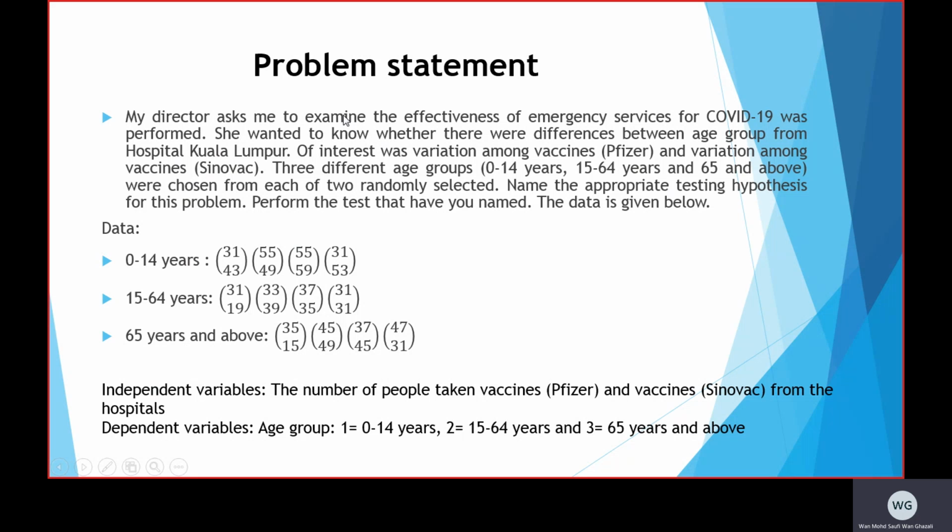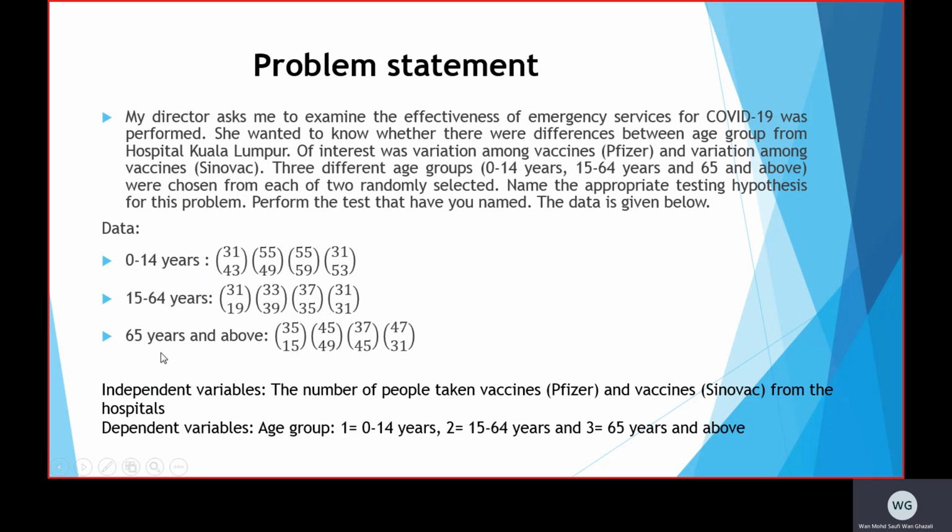So this one is my problem statement. My director asked me to examine the effectiveness of emergency services for COVID-19. She wants to know whether there were differences between age groups from Hospital Kuala Lumpur. Of interest was variation among vaccine Pfizer and variation among vaccine Sinovac. Three different age groups, 0 to 14 years, 15 to 64 years, and 65 and above, were chosen from each of two randomly selected. Name the appropriate testing hypothesis for this problem. Perform the test. The data is given below.